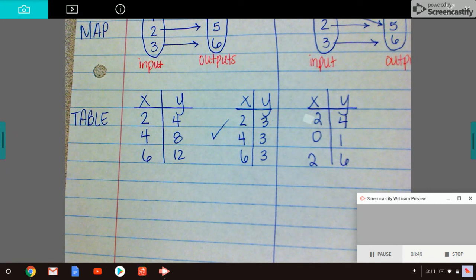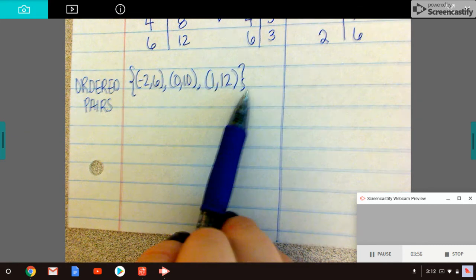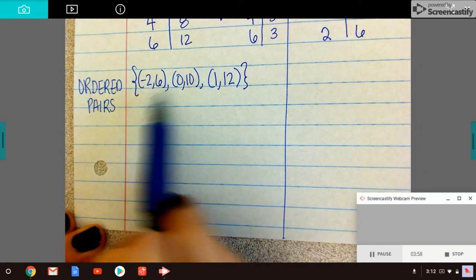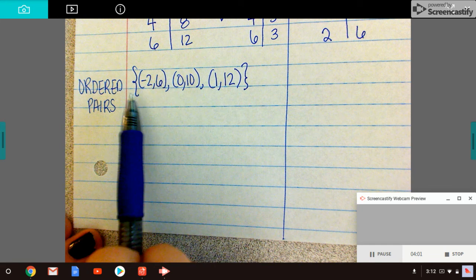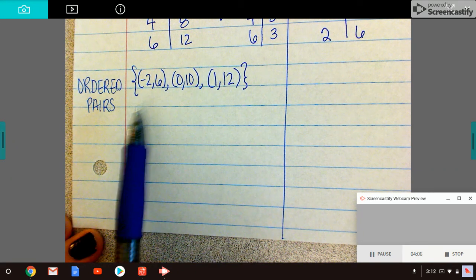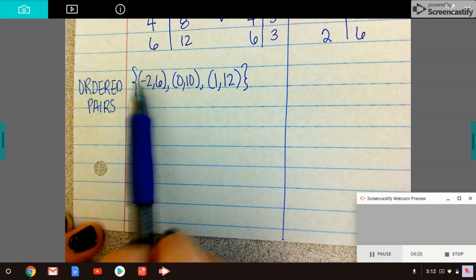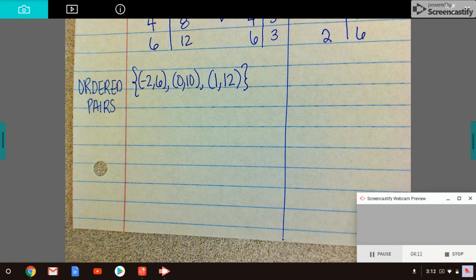Let's look at as ordered pairs. So here's a list of ordered pairs. I set it up in set notation. So this is the set. This is the relation of this collection of ordered pairs: -2, 6, 0, 10, and 1, 12. Notice -2 only goes to 6. There's no other -2 going to something else. 0 only goes to 10. There's no other 0. 1 only goes to 12. There's no other 1 for the X term. So this set of ordered pairs is a function.